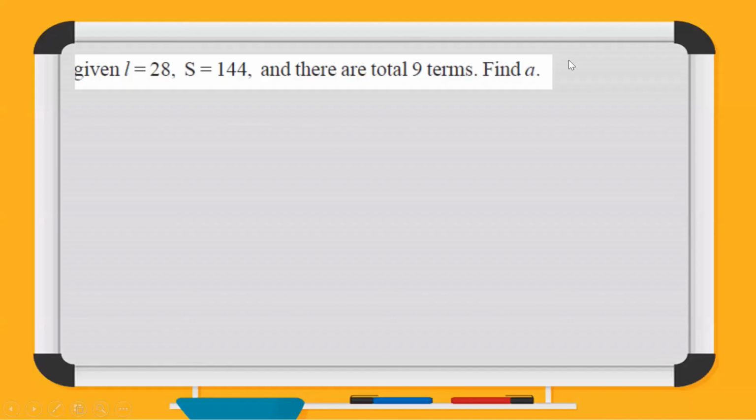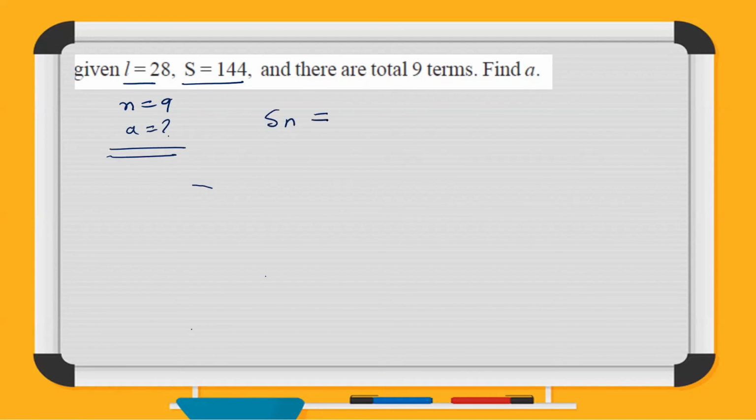Okay, last question for today. The last term is given to us and the sum is given to us. The last term is 28. The sum is given as 144. There are n terms in all, and n is equal to 9. We need to find the first term, a pretty simple one.